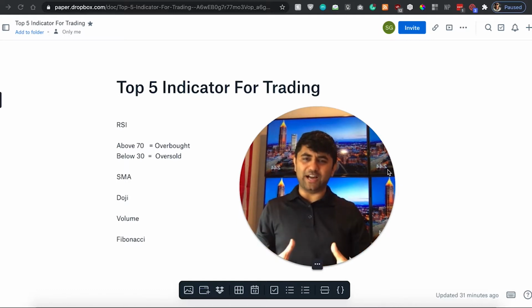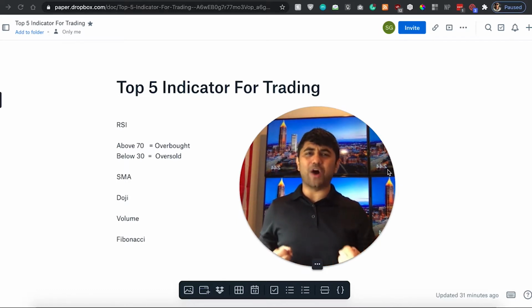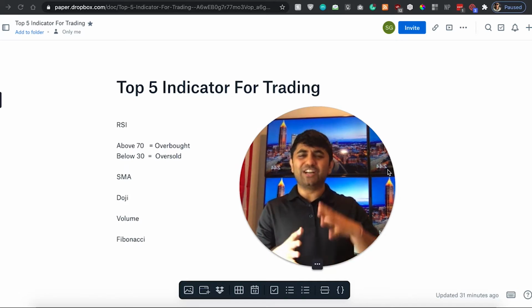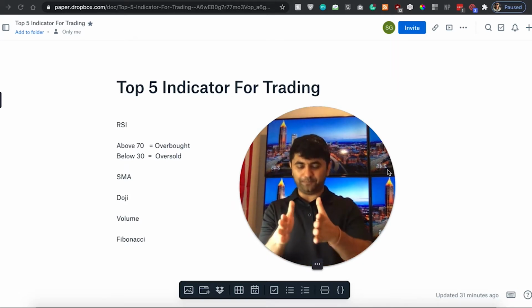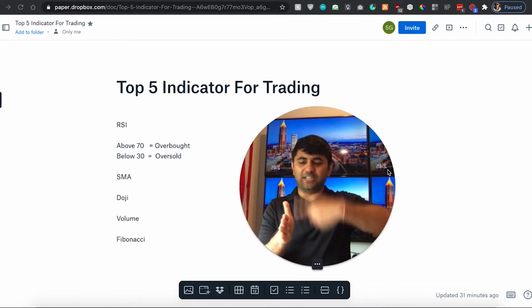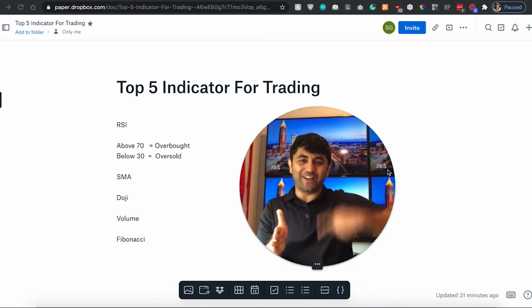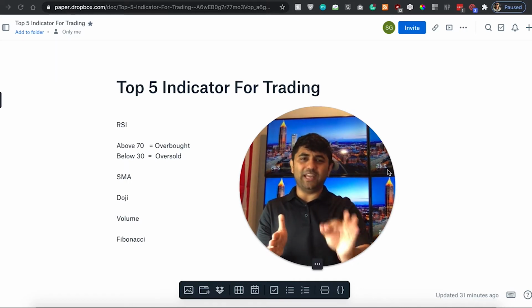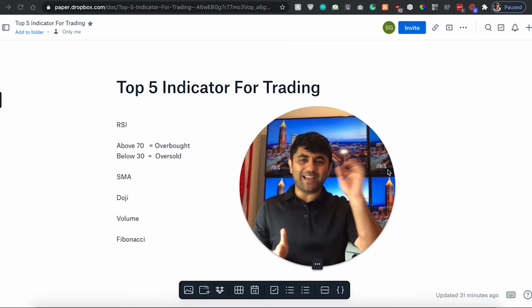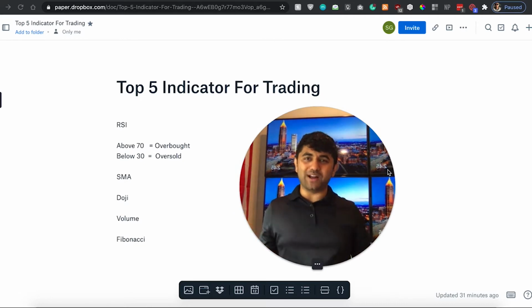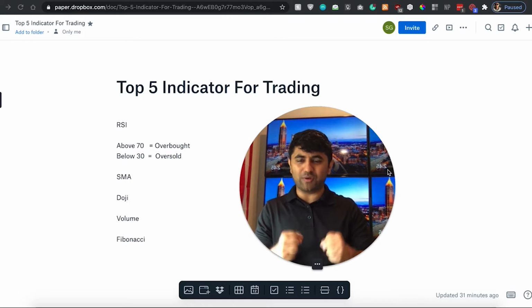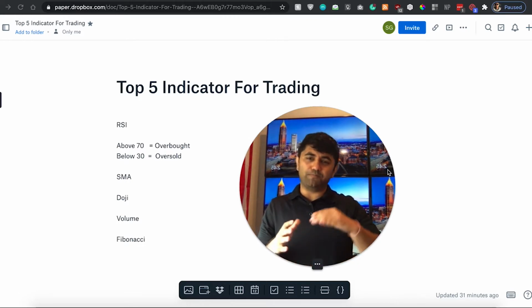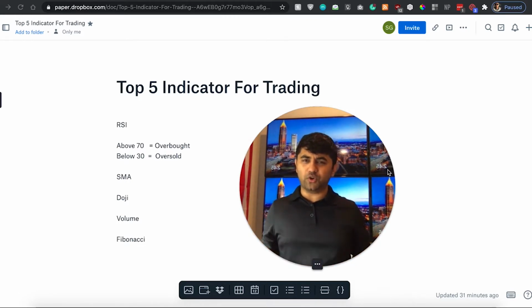So RSI is pretty much relative strength. How strong is the market? Keep in mind that RSI is an oscillator, meaning it goes from 0 to 100, like this, right? If the RSI is above 70, it's called overbought. Overbought means that the market is really strong, okay? It's very strong. And if it's below 30, it's called oversold, meaning it's not that strong at that point.